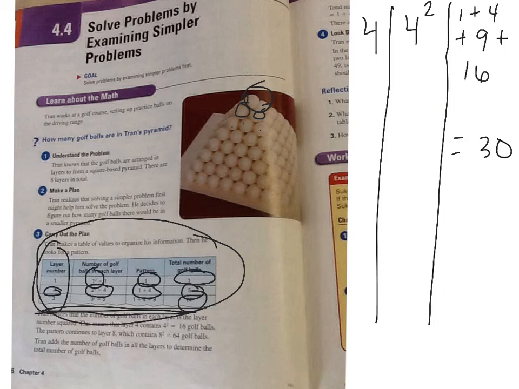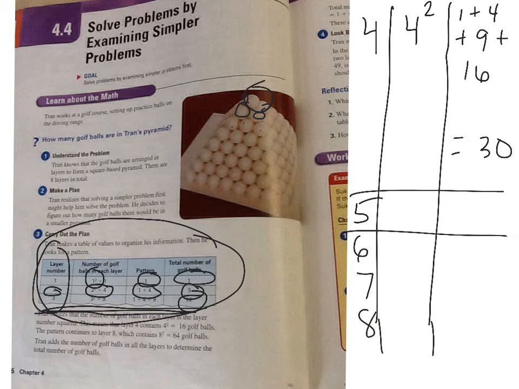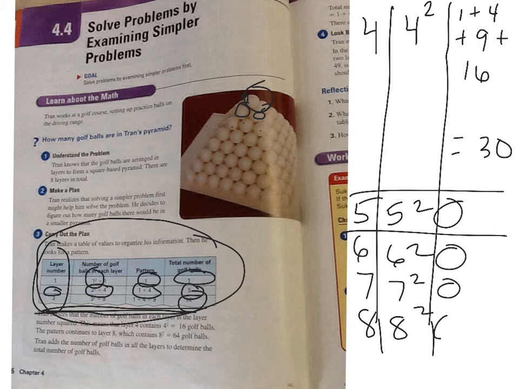And we could continue in this same fashion for layer number 5, layer number 6, layer number 7, and layer number 8. For layer 5 it would be 5 to the power of 2, layer 6 would be 6 to the power of 2, layer 7, 7 to the power of 2, and layer 8, 8 to the power of 2. You would get all of those totals, and then you would add all of those totals up.